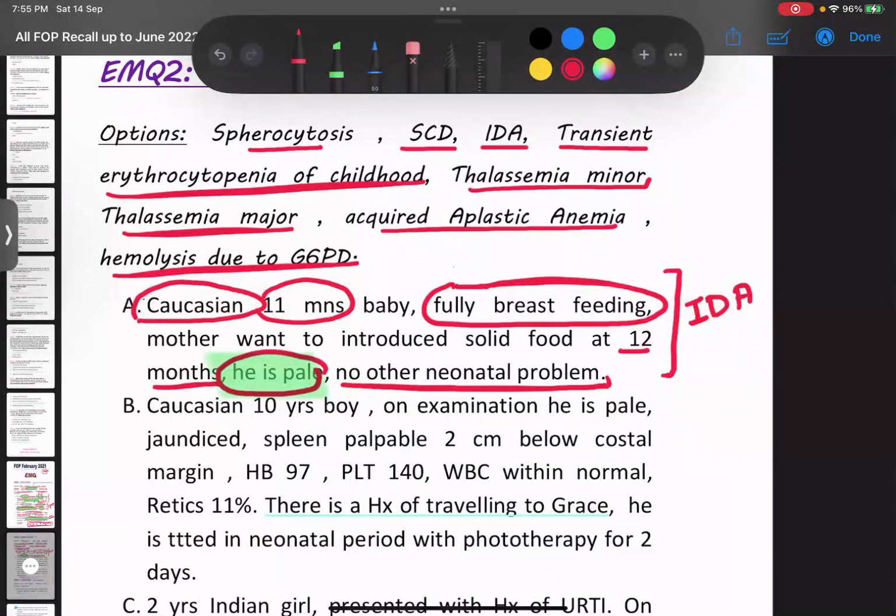Along with that, organomegaly. So no other features, no organomegaly, no jaundice, nothing of that sort is mentioned. Because by this age, by 11 months, if it's hemolytic disease, the child will have episodes of such. Plus, as you mentioned, you are also right, there were no neonatal problems. Okay.